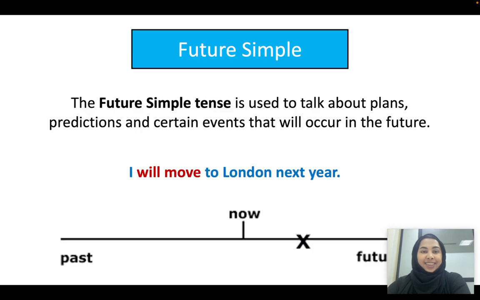Moving on. This is the last tense we're going to talk about, and it is the future tense. The very, very easy tense that talks about the future. It tells us about plans or predictions or certain events that will occur in the future. They did not happen yet. For example, I will move to London next year. Did it happen yet? Nope. It's going to happen in the future.